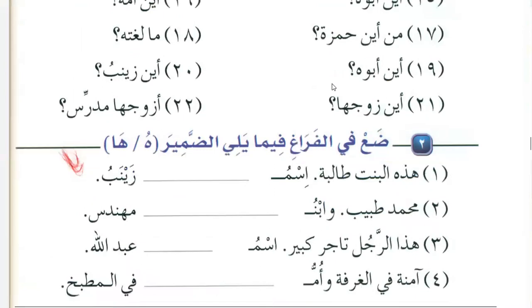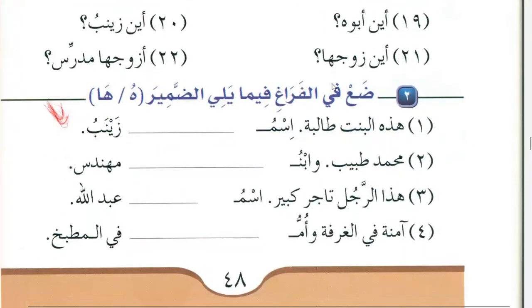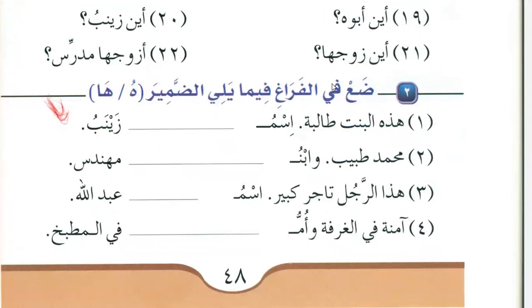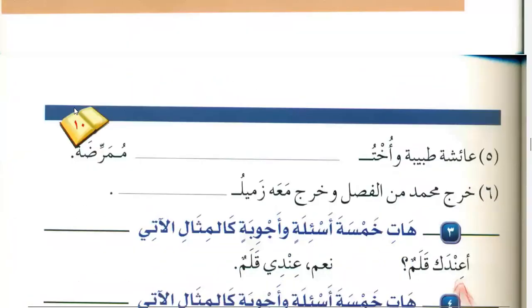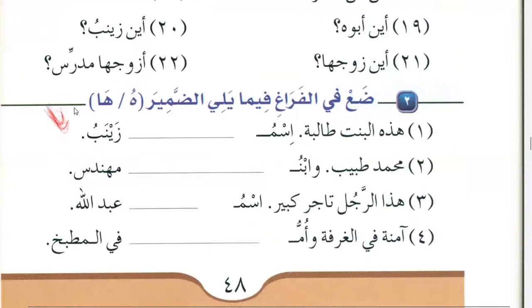It's enough. Okay. These questions are homework for all of you. Next, fill in the blanks with the two pronouns hu and ha. He's asking you to put in the blanks the two pronouns hu and ha. Hu means his and ha means her. Miss Rina, first three.